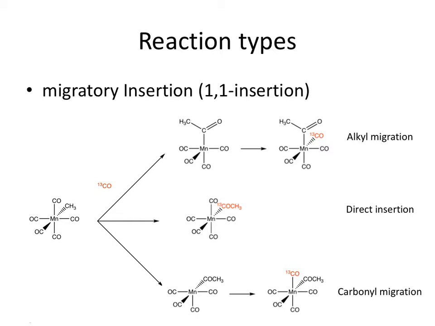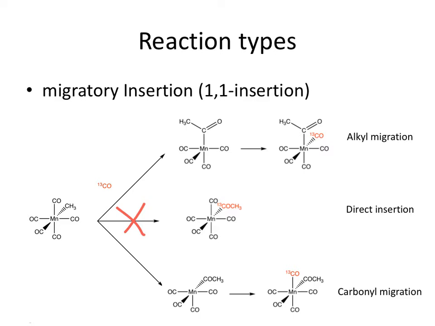This reaction, the reaction of manganese pentacarbonyl bromide with C13 labeled CO, does not rule out the top or the bottom mechanism, but it does rule out the direct insertion. We don't see that mechanism, we don't see that product, so at least on the time scale of the reaction, we're not seeing that product, and we don't believe that that mechanism is taking place.